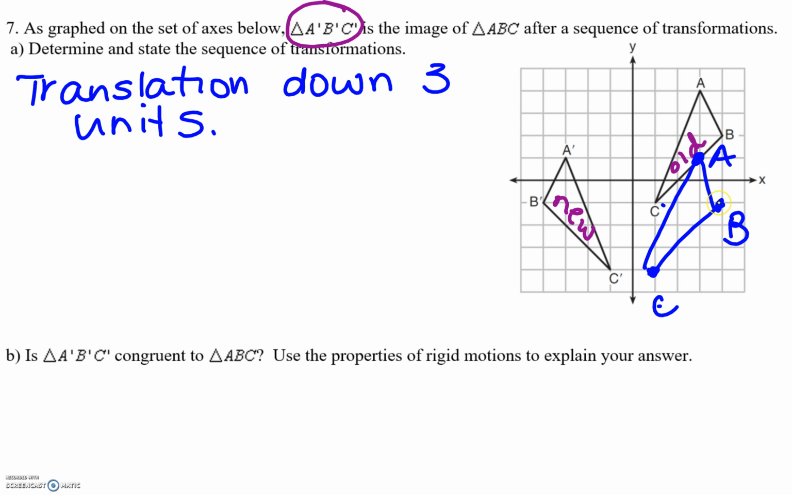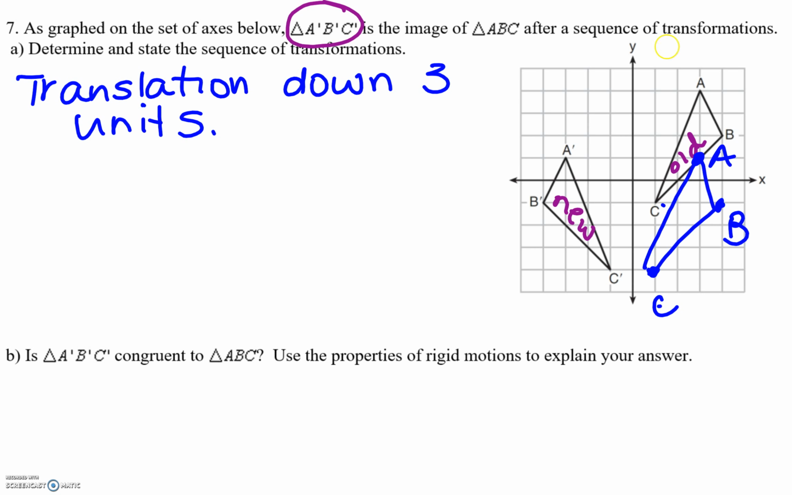So the next thing is to determine whether there was some sort of rotation or reflection. So I look at my orientation of the letters. I start at A here, and I'm going to go clockwise. A, my next letter would be B. So I'm going to start on my image. A, my next letter in a clockwise motion is C. Since the orientation of the letters is not preserved, we know that there was some sort of reflection.